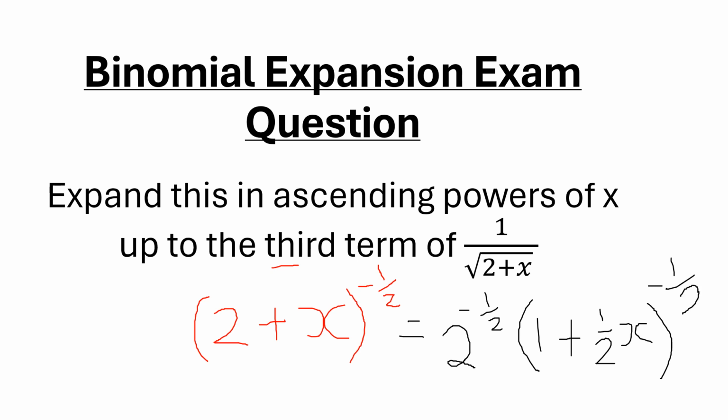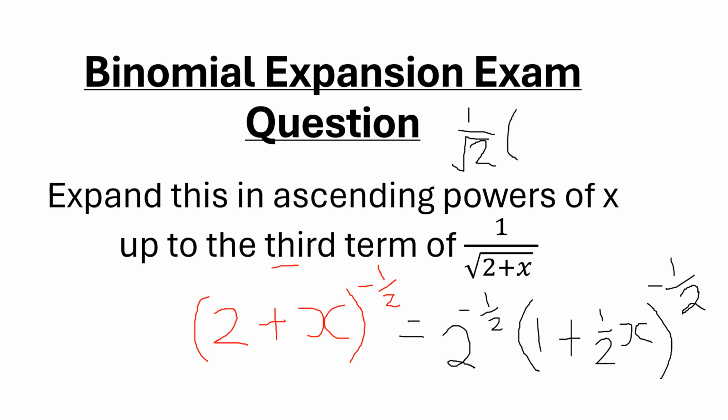I can now use the formula, which is given to us in our formula booklet for the binomial expansion for Edexcel, OCR, AQA, and OCR MEI, which states 1 plus or minus ax to the power of n is 1 plus axn plus n brackets n minus 1 over 2 factorial times ax all squared plus dot dot dot. So I'm going to write this as 1 over root 2. I'll try and rationalize that at the end if I need to.